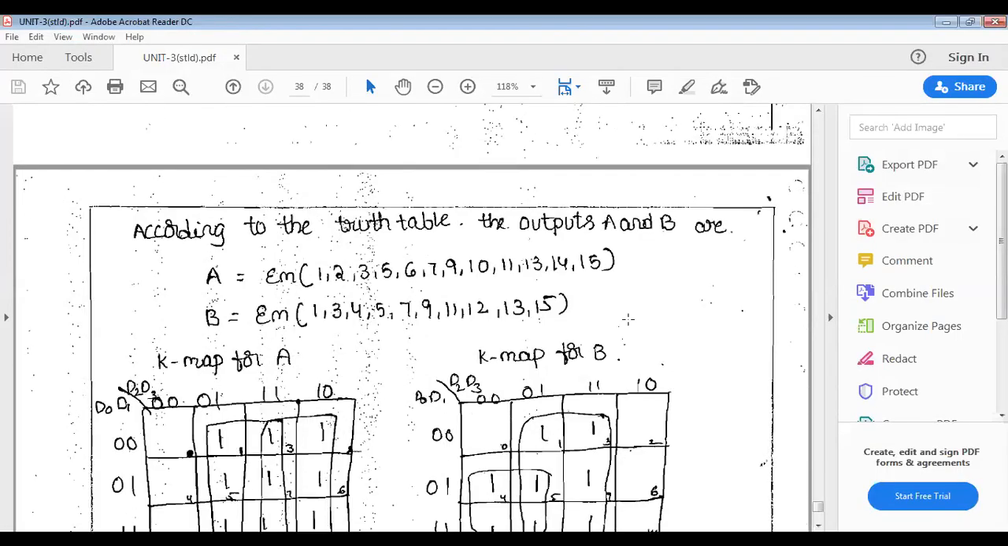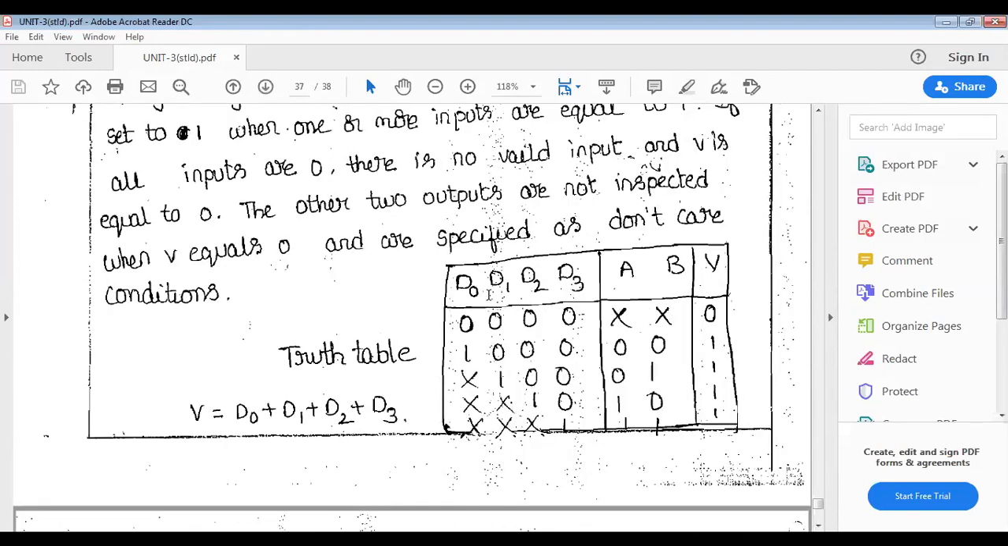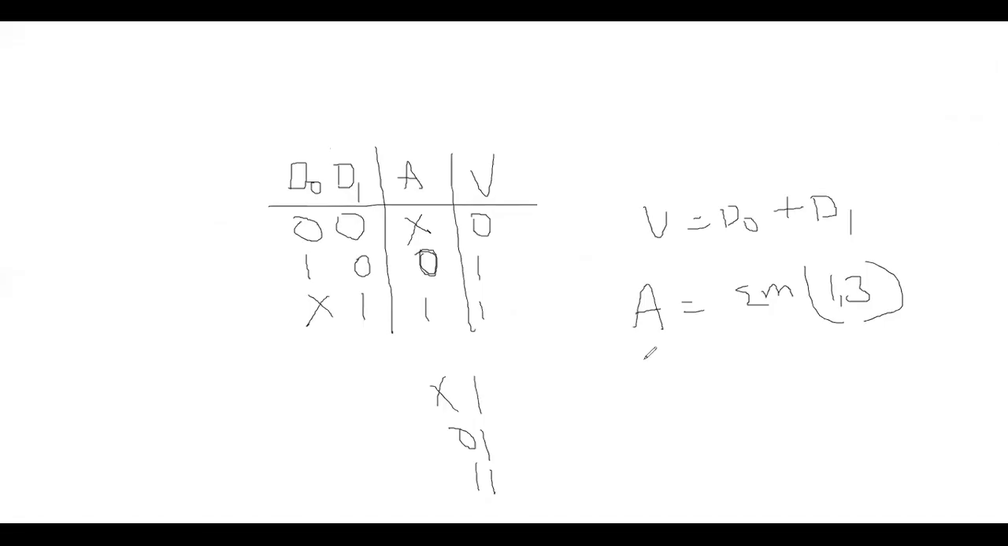It's not the 4-bit comparator. That is a 4-input priority encoder. Only the 2 inputs I am taking. That is D0, so don't care of 1. You see A is 0 for D0 is high. If A is 1 now, you'll get don't care. It is a 1. D1 can be either A is 0 or 1.